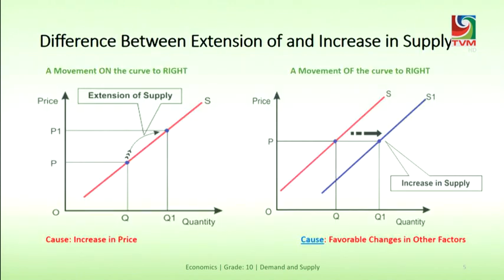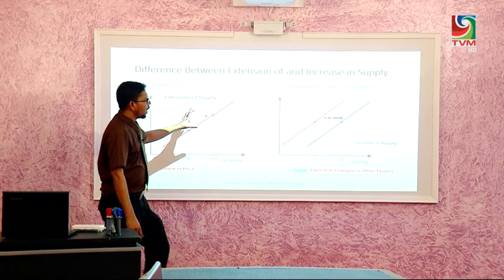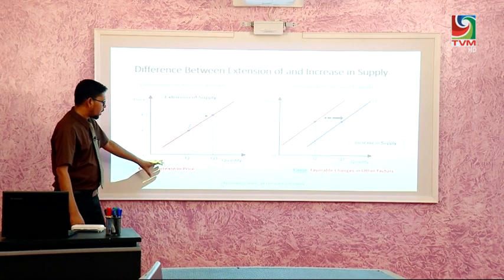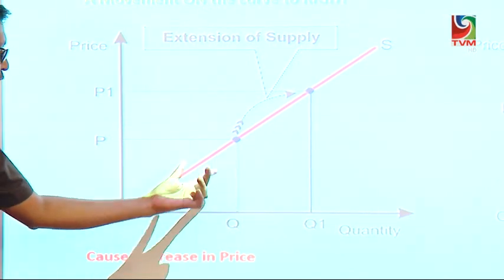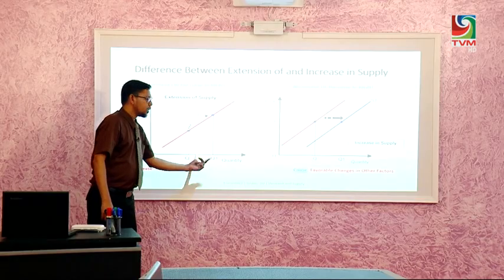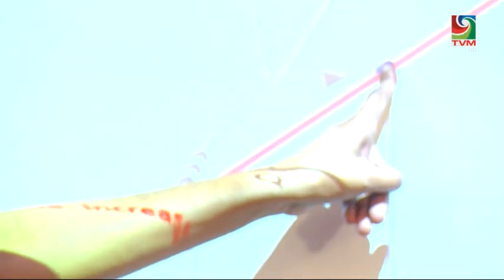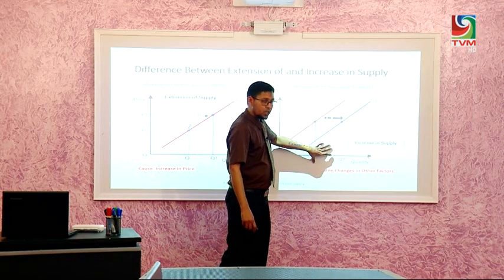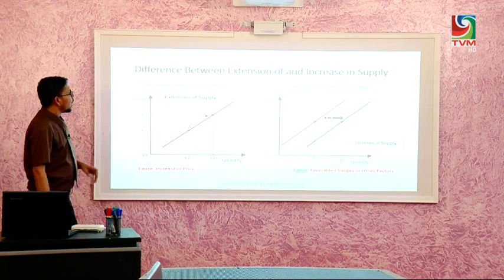Let's see the difference between the extension of supply and increase in supply. Once again, the extension occurs due to the price. We call this extension because there is an increase in the quantity. You can see there is a movement on the supply curve. Here there is a movement of the supply curve. This occurs due to other factors once again.